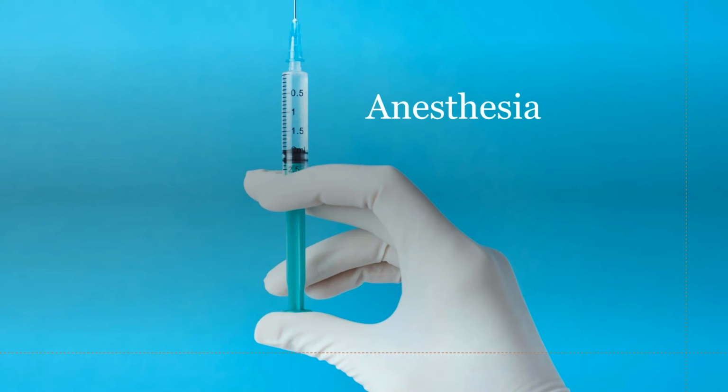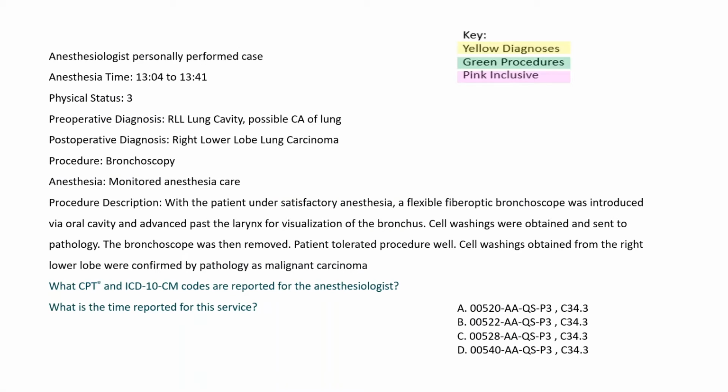Now we're going to start with anesthesia. I will read the first scenario, Mr. Sandeep, and afterwards I'll give it over to you. So, anesthesiologist personally performed case. Anesthesia time 1304 to 1341. Physical status 3. Preoperative diagnosis RLL lung cavity, possible CA of lung. Post-operative diagnosis is a right lower lobe lung carcinoma. Procedure bronchoscopy. Anesthesia monitored anesthesia care.